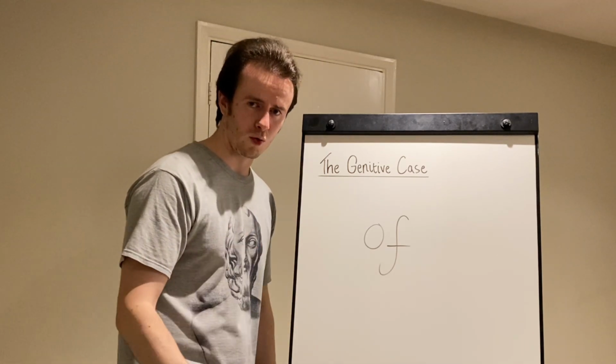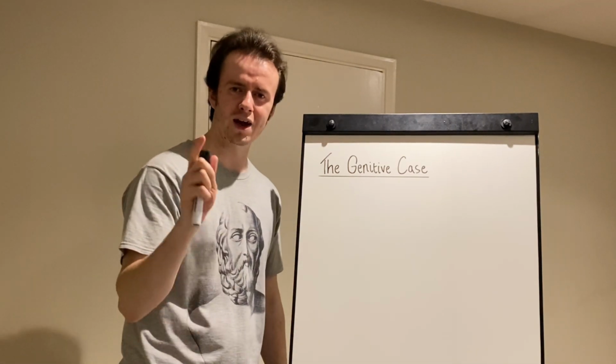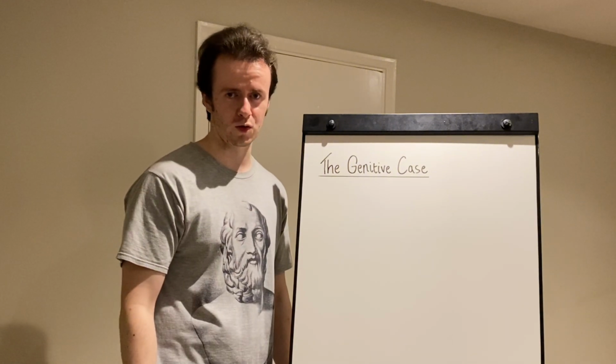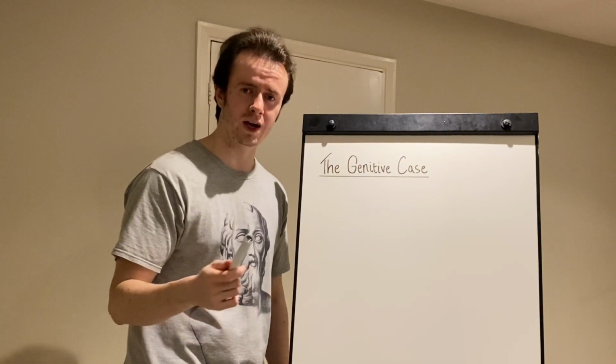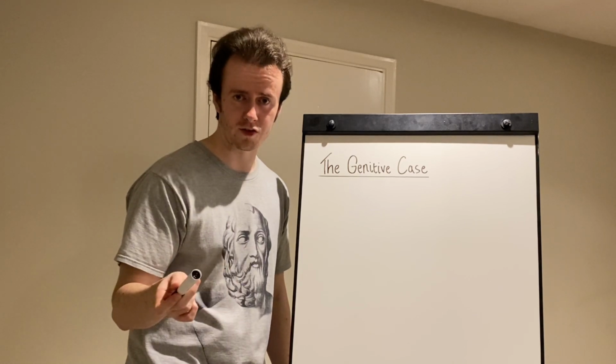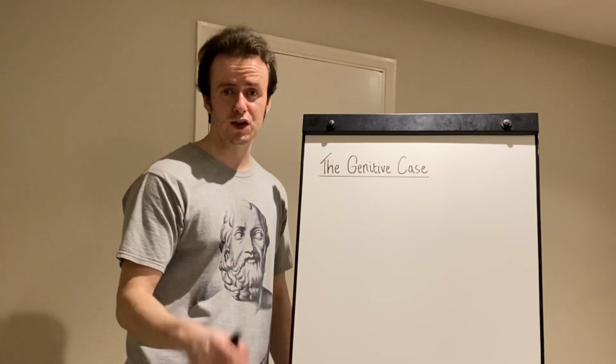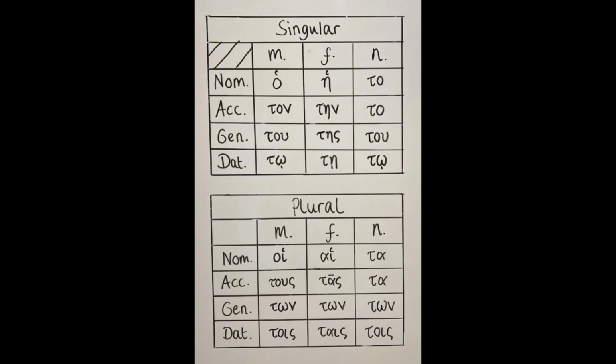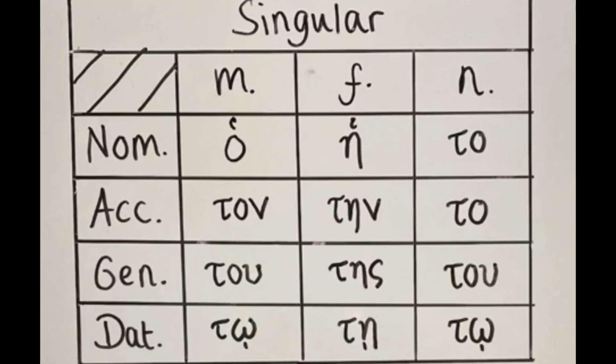Let's look at an example. But just before I show you said example, make sure that you know the forms of the definite article, because then you'll be able to recognize which nouns are in the genitive, since you'll be using the definite article as a key in this lesson. So if you know your forms of the definite article, then you will know that the masculine genitive singular form of the definite article is tou, and that the feminine genitive singular form of the definite article is tēs, and that the neuter genitive singular form of the definite article is tou. So the masculine and neuter genitive singular forms are identical to each other.